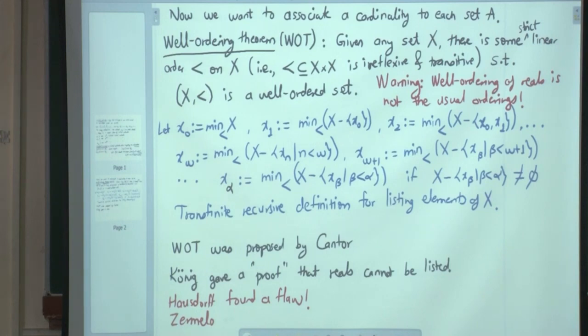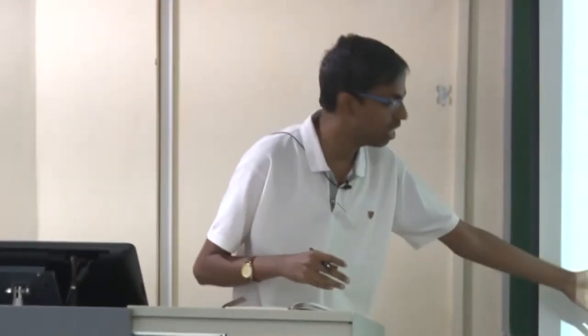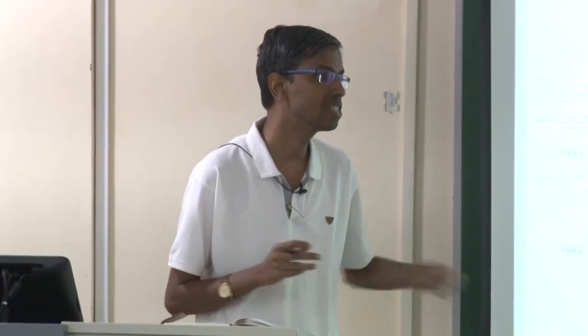Zermelo-Frankel set theory gave a proof, using the axiom of choice. Well ordering theorem is also known as Zermelo's theorem. But as I have repeatedly mentioned in this class, the axiom of choice can neither be proved nor be disproved. So if we want to assume the axiom of choice, then we can prove the well ordering theorem. That's what Zermelo showed.